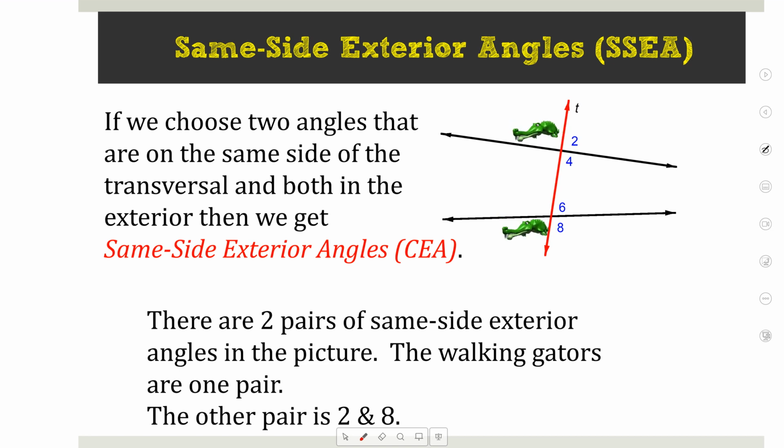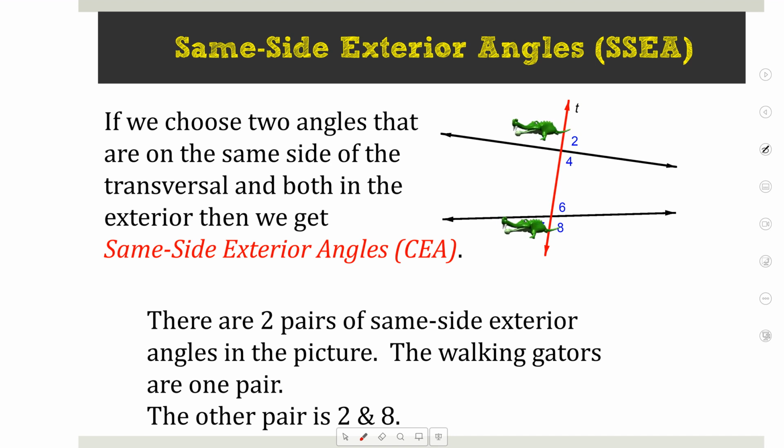That abbreviation is wrong. It should say SSEA. I don't know where that C came from. I apologize. How many is that? Corresponding, alternate interior, alternate exterior, same side interior, same side exterior. So we're up to 10 pairs of angles.